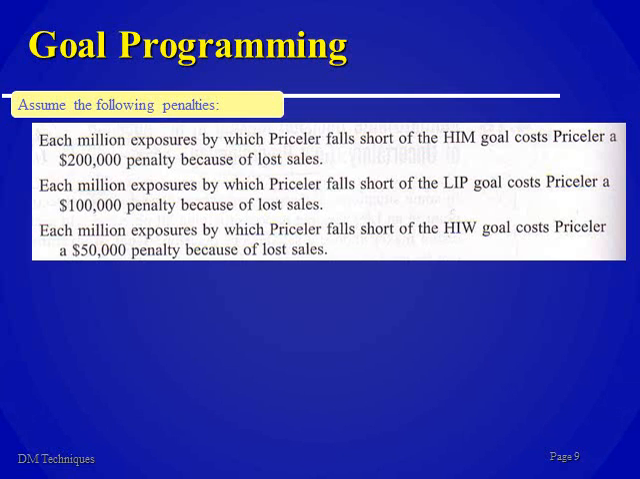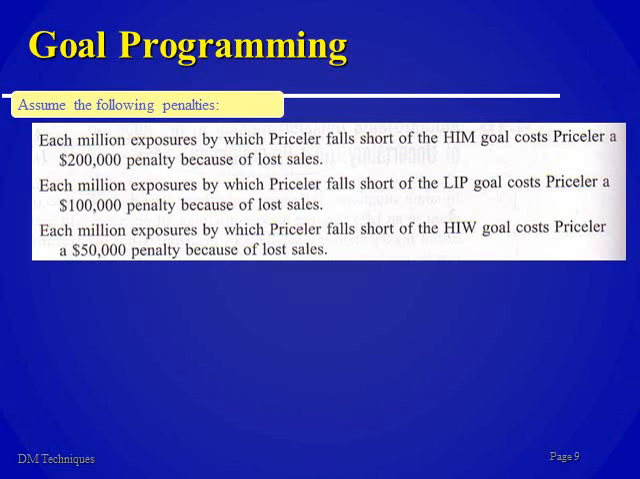Notice that what these penalties are saying, for example, is that the high-income man goal is twice as important as the low-income people goal. And this high-income man goal is 4 times as important as the goal of high-income woman. So here we have a pretty specific idea about the relative importance of goals.